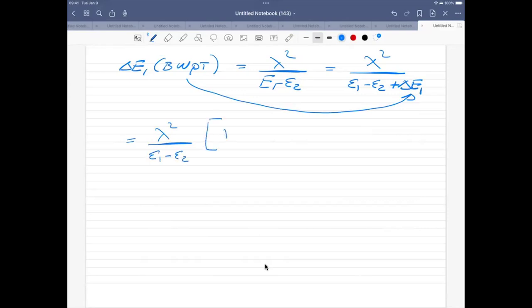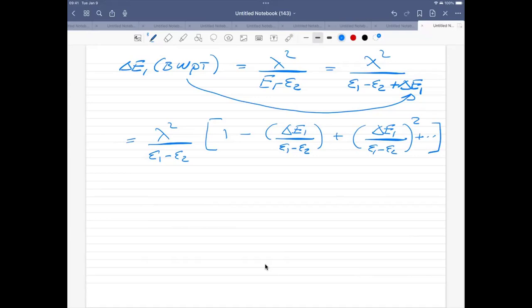And then I have a 1 minus delta E1 divided by epsilon 1 minus epsilon 2. So I'm performing a new Taylor expansion where my term, which I expand around, is delta E1 divided by epsilon 1 minus epsilon 2. And then I get a plus, and then I have delta E1 divided by epsilon 1 minus epsilon 2 squared. And this just continues to infinite order. And then I can regroup this one by simply inserting again the expression for delta E1.